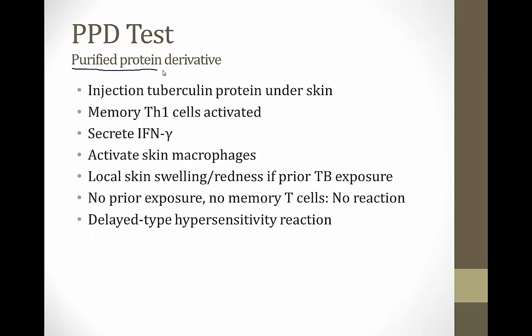PPD stands for Purified Protein Derivative, and it's a test done to see if a person has been previously exposed to Mycobacterium tuberculosis. In the PPD test, you inject the tuberculin protein under the skin. If the patient has been previously exposed to tuberculosis, memory Th1 cells will be activated. They will secrete interferon gamma, which, as you know, is a Th1 cytokine. This will activate skin macrophages, which is what Th1 cells do through interferon gamma. And as a result, there will be local skin swelling and redness if the patient has a prior TB exposure.